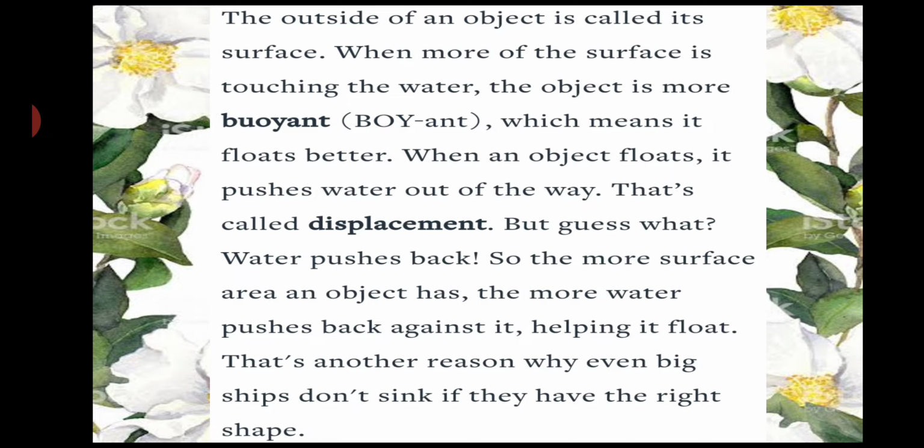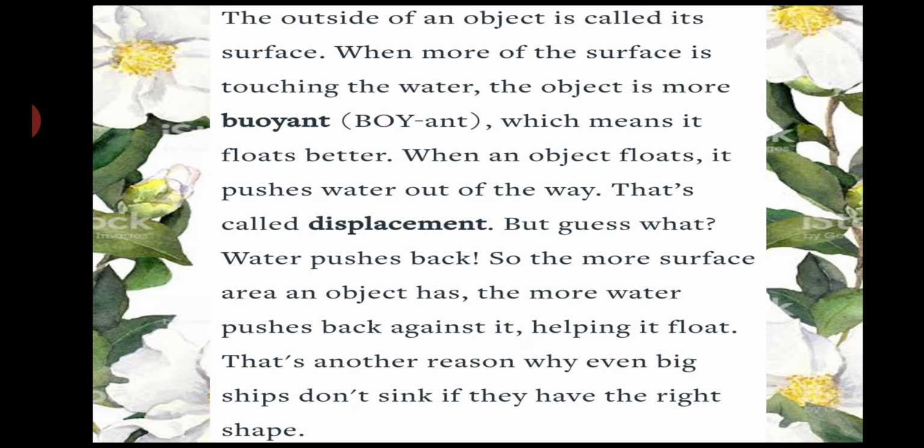Children, the outside of an object is called its surface. When more of the surface is touching the water, like in the aluminum sheet when it was flat, more of the surface was touching the water. That is why it was floating. So, when more of the surface is touching the water, the object is more buoyant, which means it floats better.